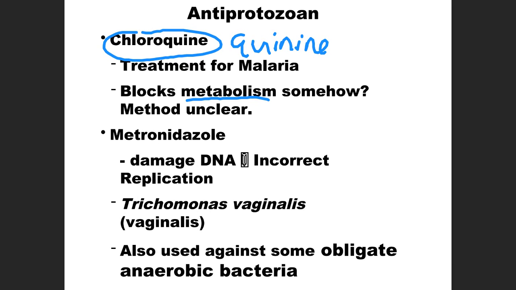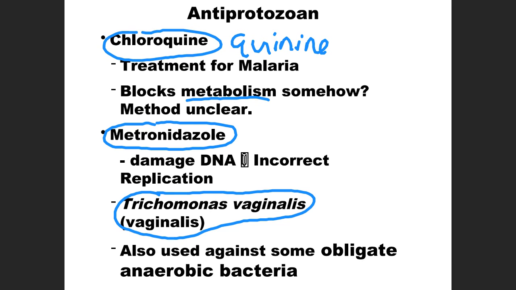Metronidazole. One of the primary uses for this is to treat Trichomonas vaginalis infections. Remember, Trichomonas vaginalis is a protozoan that is unique to humans, and it causes a sexually transmitted disease called trichomoniasis. And this is the antiprotozoan medication that is used for that.